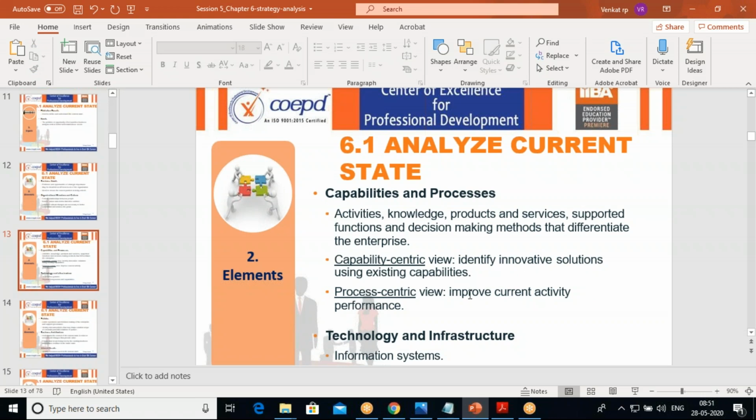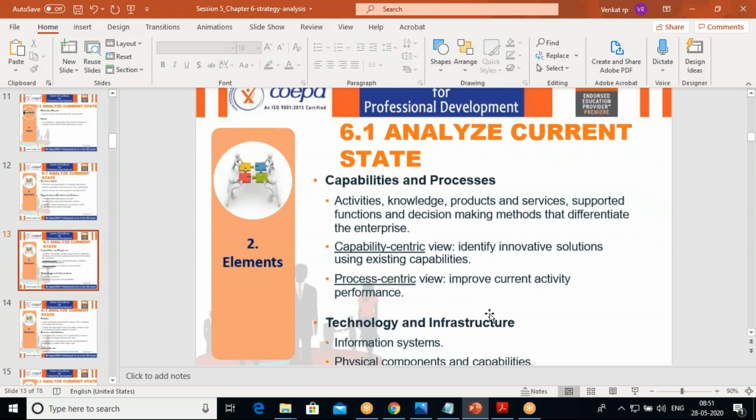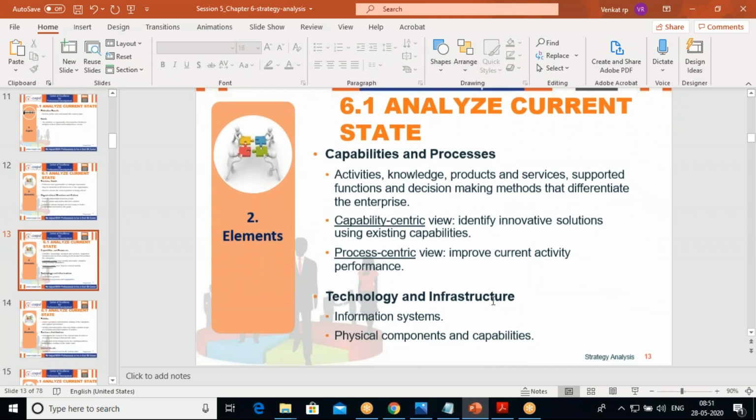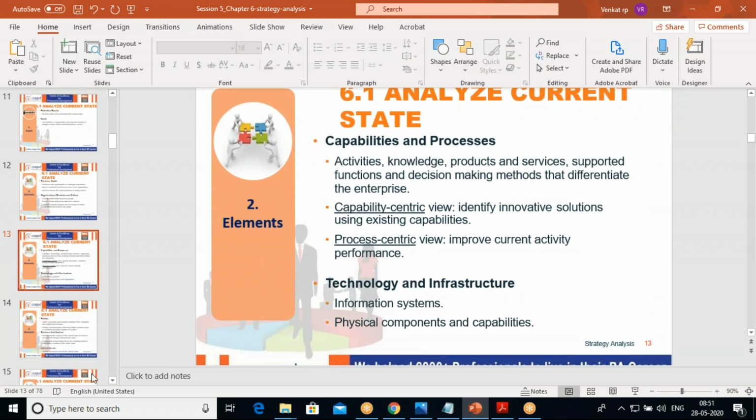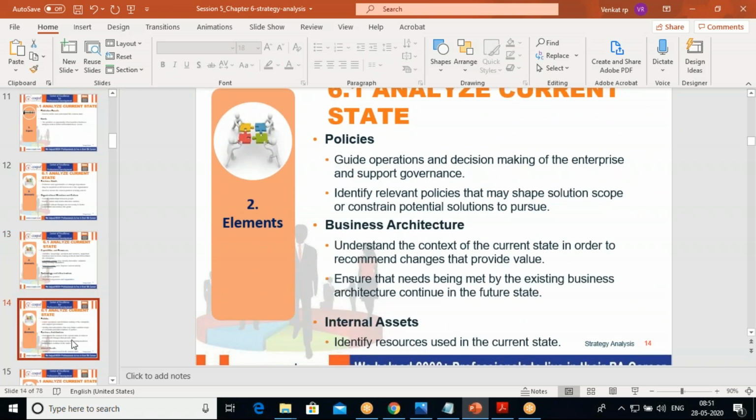We need to understand, in the current state, what the organization's capabilities and processes are. Is it a capability-centric or a process-centric view? We have to understand both. And infrastructure and technology means what infrastructure they're using and what technologies they're presently using. We have to understand that. Okay. And then we have the policies.